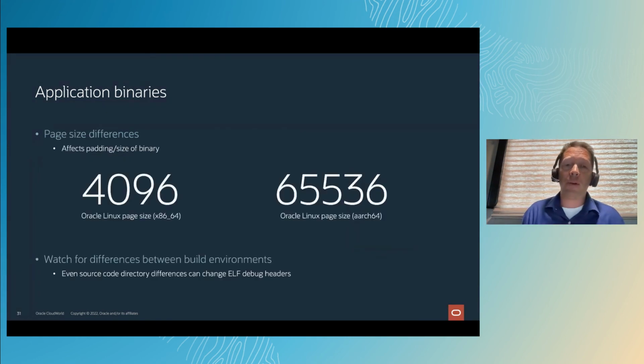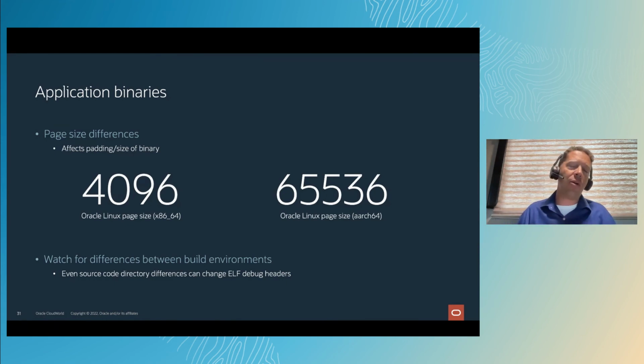Now, some examples of different things to keep in mind. Page size differences. This affects the padding of a binary, so it can directly impact the size of a binary. For instance, the Oracle Linux page size on x86-64 is 4096, whereas the page size on AArch64 is 65,536. So keep those differences in mind as you look at the resulting output binaries, because there could be big differences in size simply from page size differences.